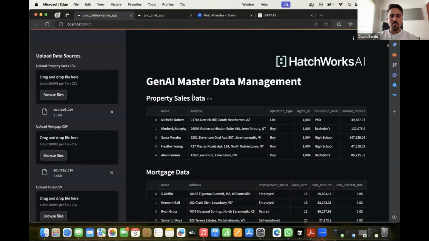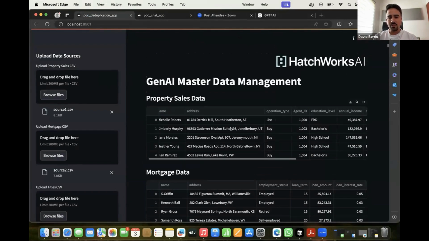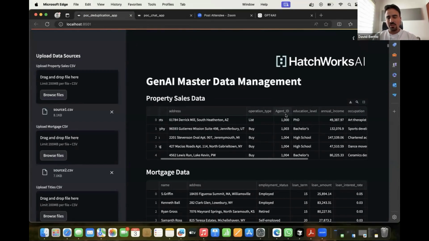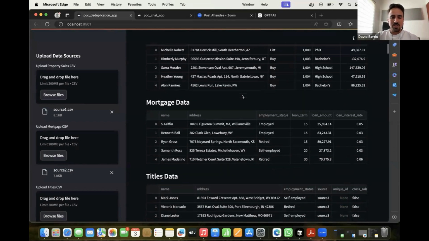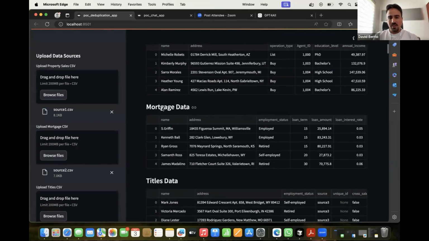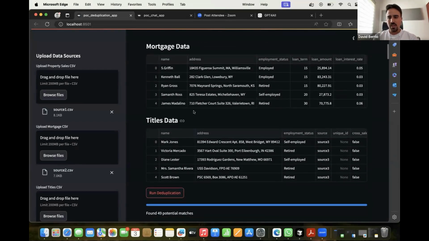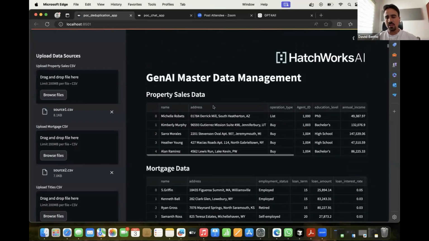So we have a property sales data where we have fields related to that. We have different clients, different kinds of operations, agent IDs related to the agents that closed them through that operation, and some demographic information. We have mortgage data, which is related to a mortgage company, and we have data from the title company as well. So we have these three different data sources.